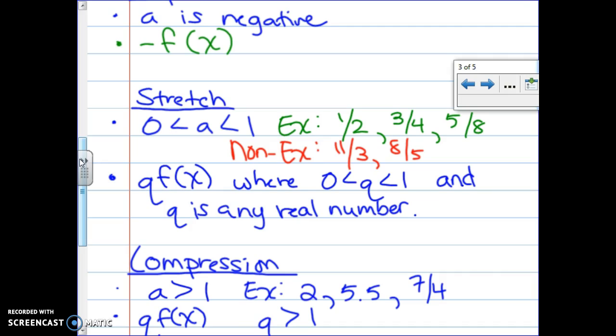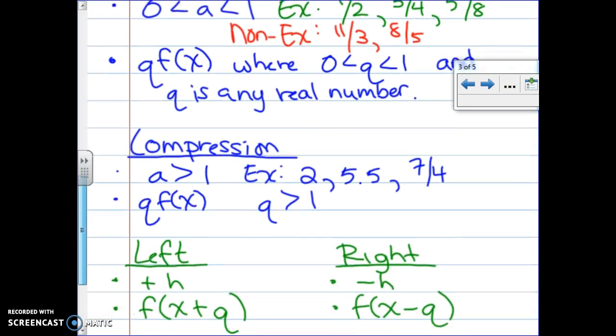Okay, the way you would write that in function notation is you would put a number. I'm using q to represent any real number. You would put that number in front of f of x, and then you would make a restriction where that number is between 0 and 1, letting the reader know, or the student know, that it's a fraction less than 1.